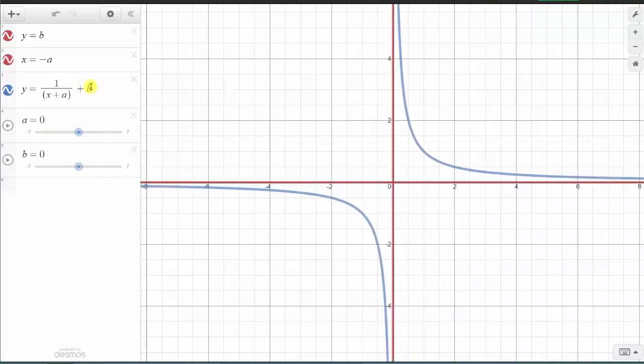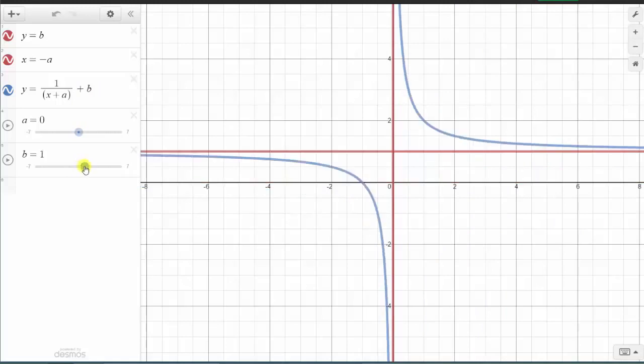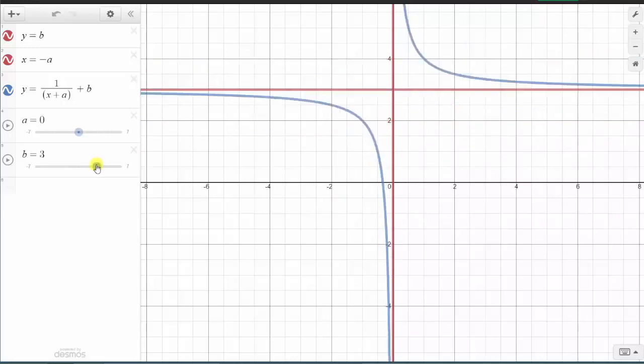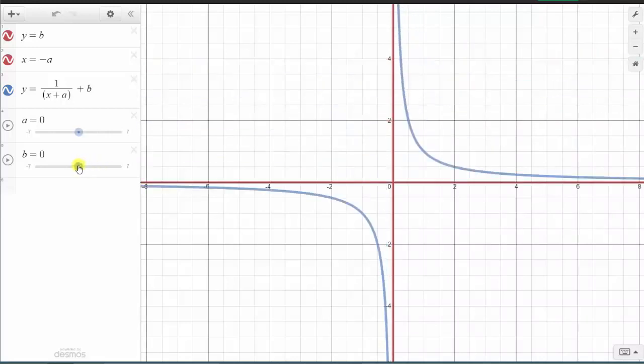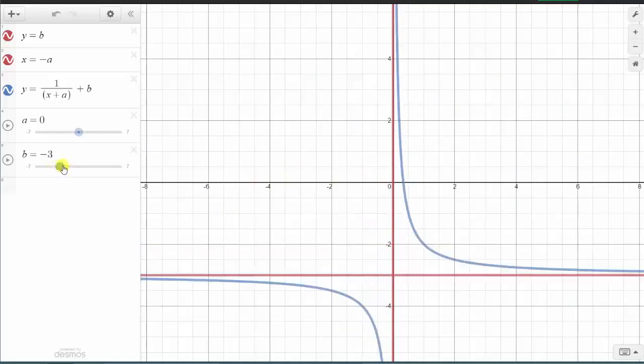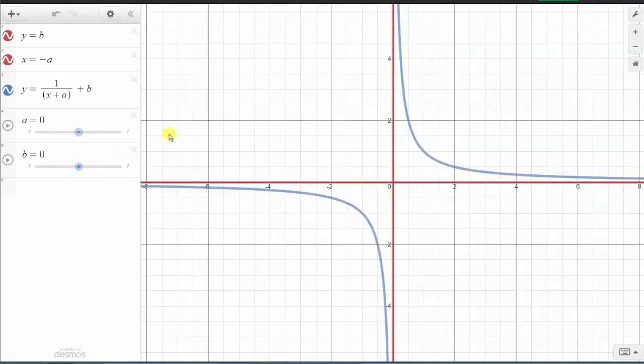Now let's see how b affects the graph. If b is positive, the graph is shifted up b units, and so is the horizontal asymptote. And if b is negative, the graph is shifted down b units, and again, so is the horizontal asymptote. So by knowing these translations, we should easily be able to determine all the information that we need.